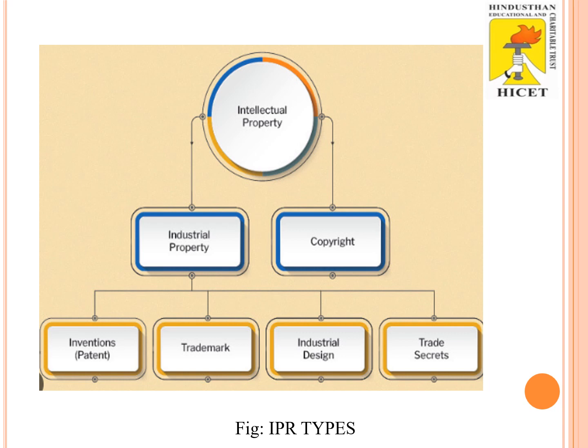Here, the data flow diagram tells you how intellectual property is classified. Intellectual property is classified into two types. One is industrial property, the other one is copyright. Coming to industrial property, it has various classifications: inventions or patent, trademark, industrial design, and trade secrets. We are going to discuss each and every IPR type one by one.